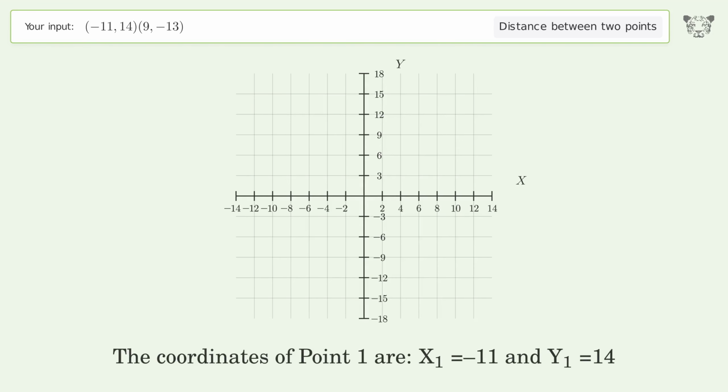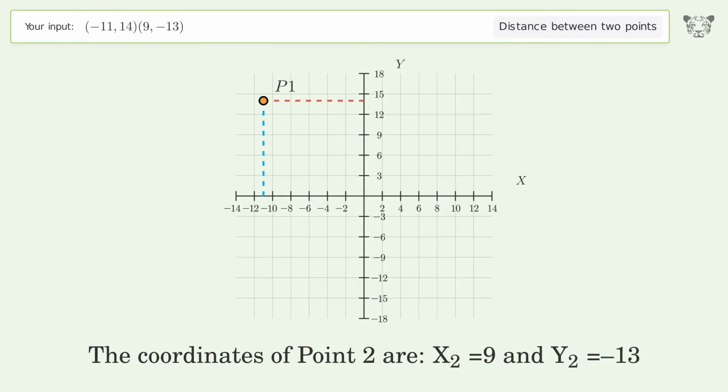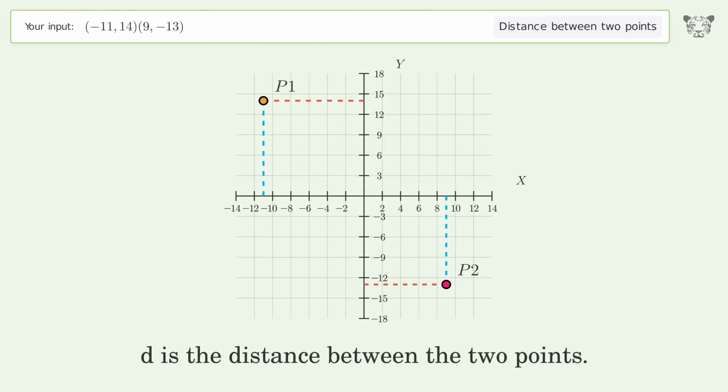The coordinates of point 1 are x1 equals -11 and y1 equals 14. The coordinates of point 2 are x2 equals 9 and y2 equals -13. D is the distance between the 2 points.